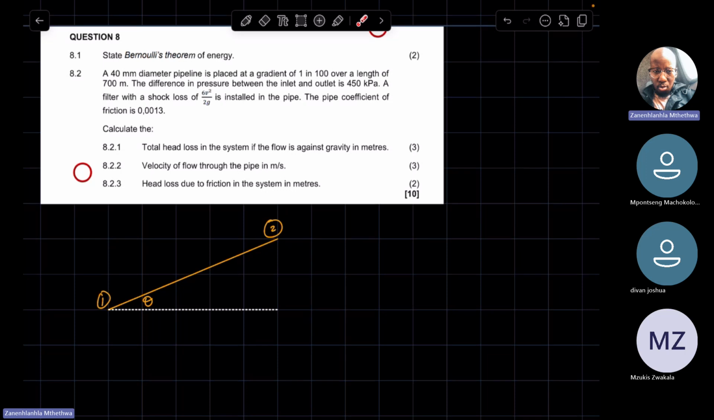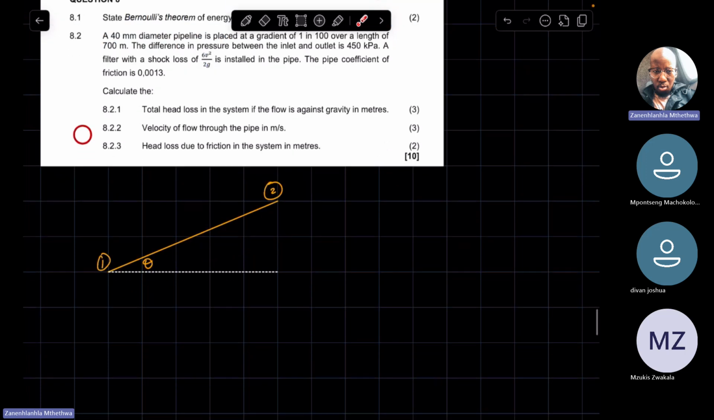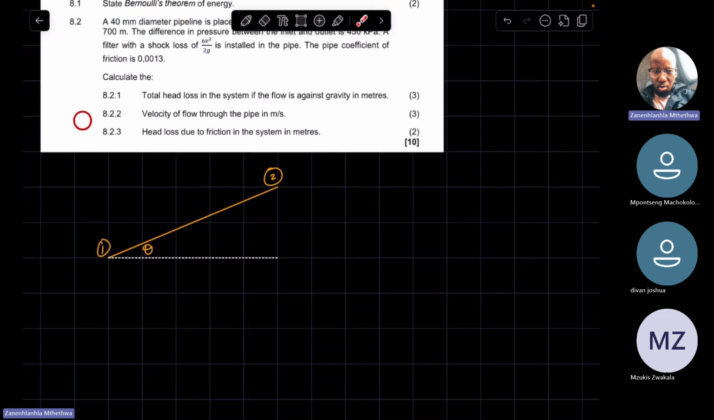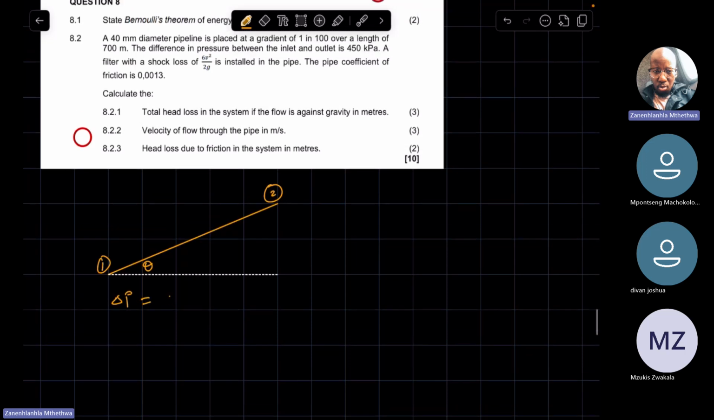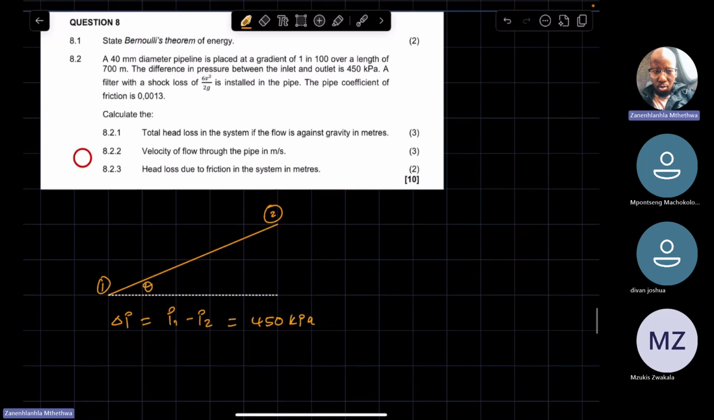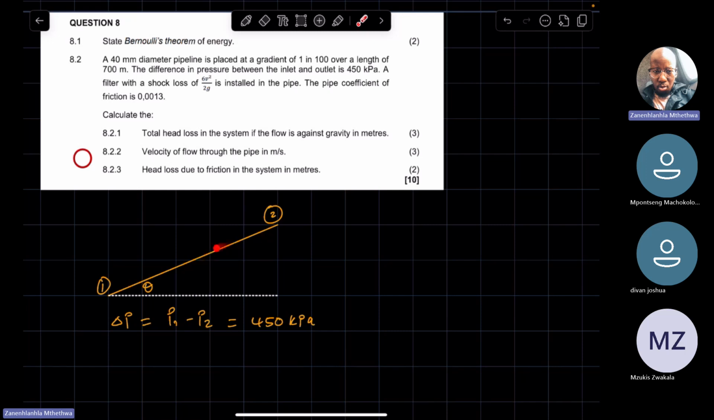Now, here we've been given the change in pressure. So as far as what we've been given, we know we have the change in pressure, which is P1 minus P2. That is 450 kilopascals. We've been given the diameter of the pipe. So being given the diameter of the pipe means the pipe is not tapered. It means it has a constant diameter.